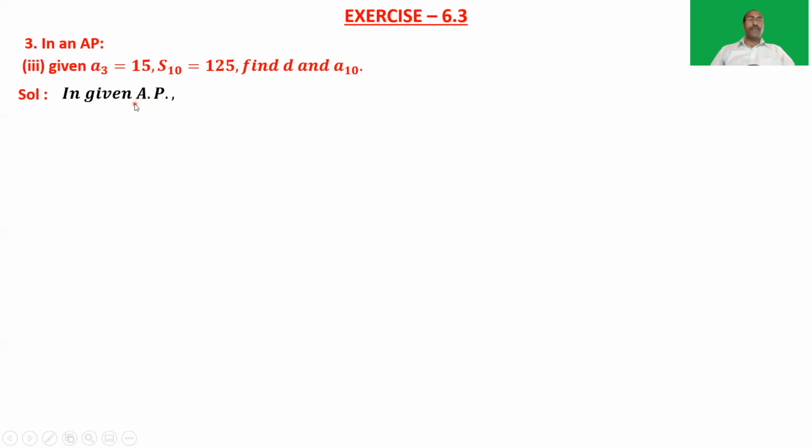So take the fourth one. Now it's given that A3 is equal to 15, S10 is equal to 125. Find D and A10. Students, here A3 is given. A3 is 15, that is A plus 2D is equal to 15. From this, we can write that A is equal to 15 minus 2D. Take it as equation 1.